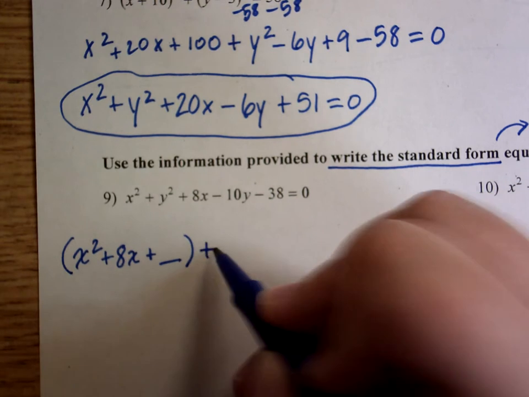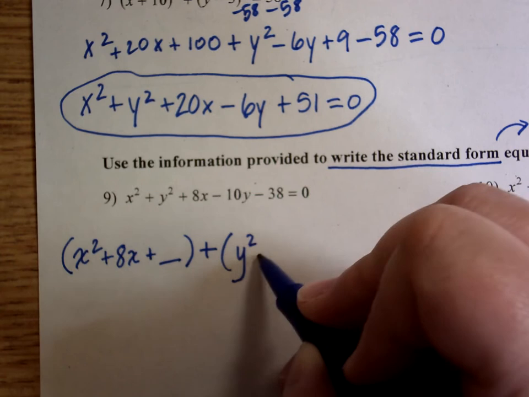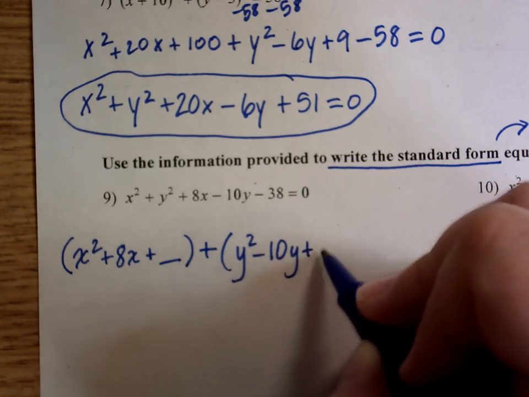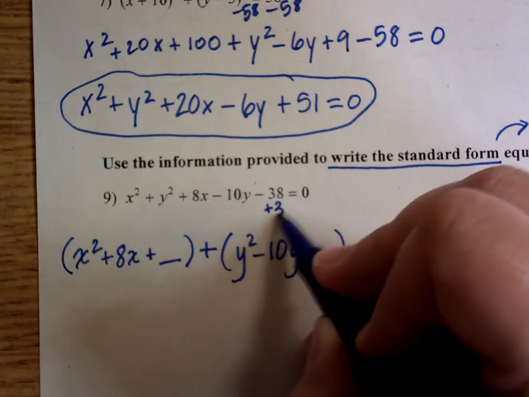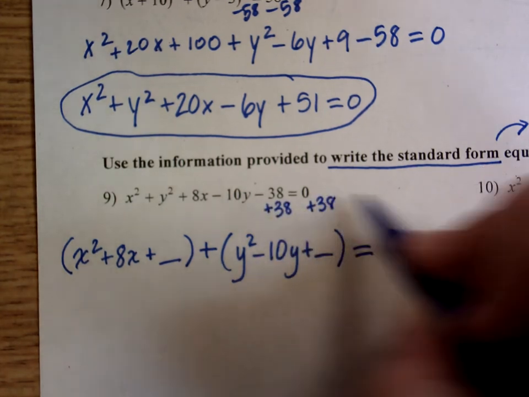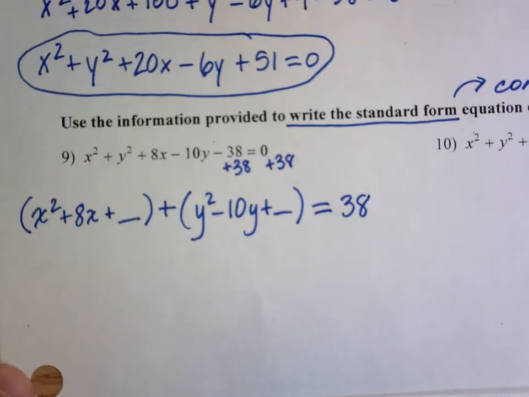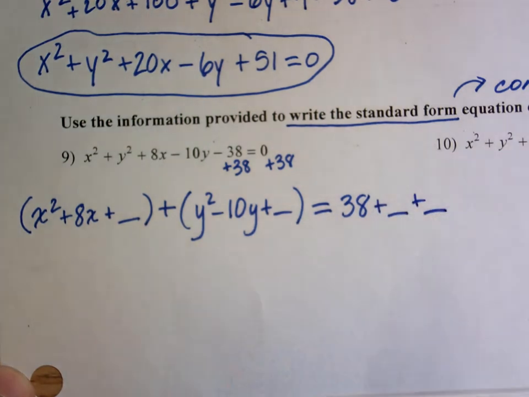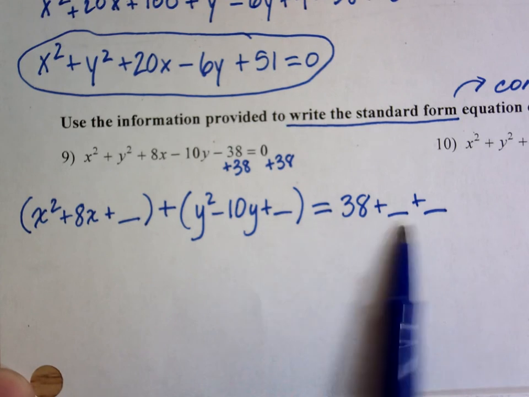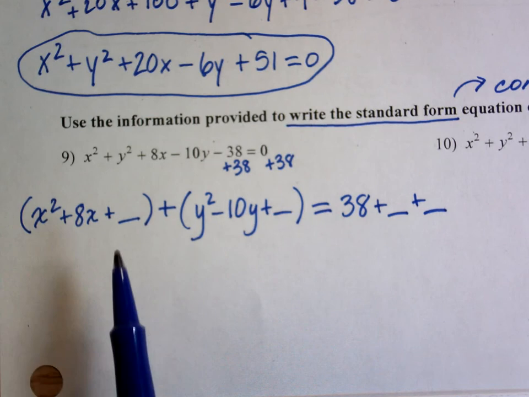Plus, there's always a plus here in the middle. Put all the y's together inside parentheses with a blank, equals, add 38 to both sides. Remember, you always want to move your number to the other side when you're completing the square, if we have another side, if it's an equation. And then notice that because I have 2 blanks on the left, I'm putting 2 blanks on the right. That's an important step.